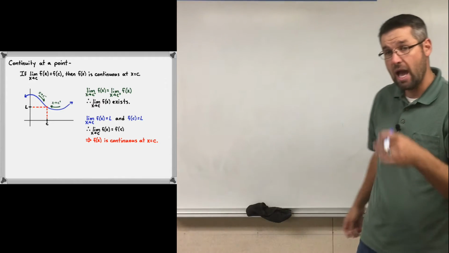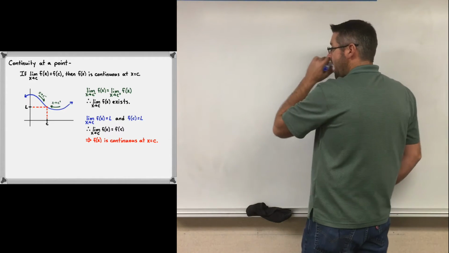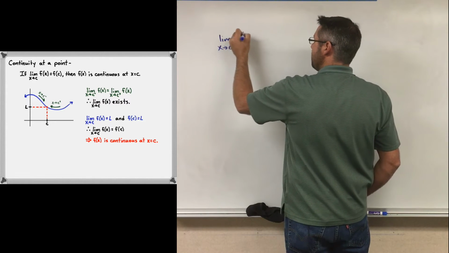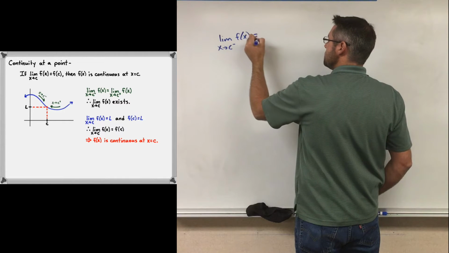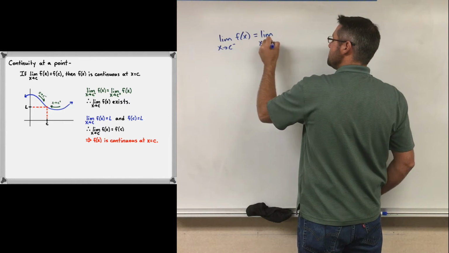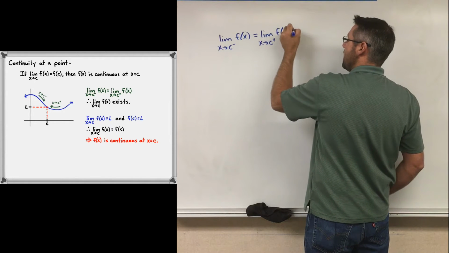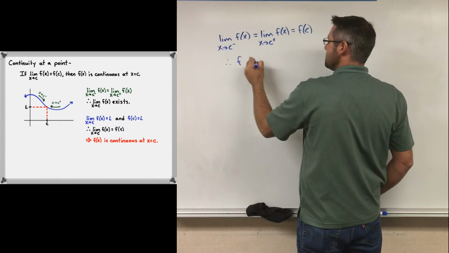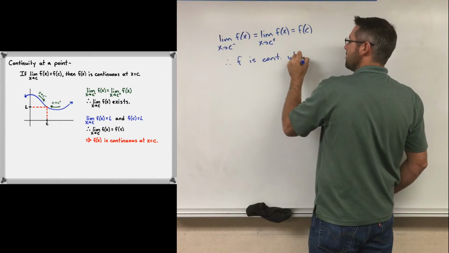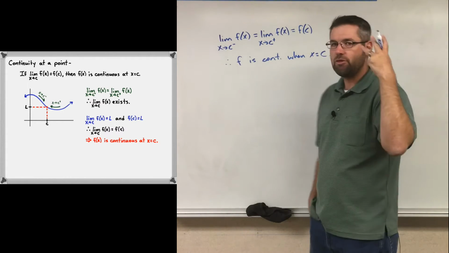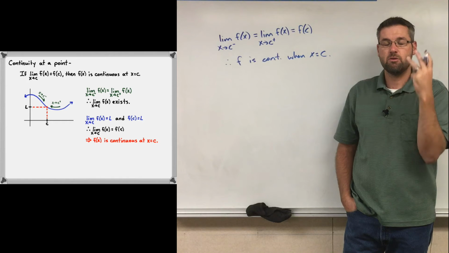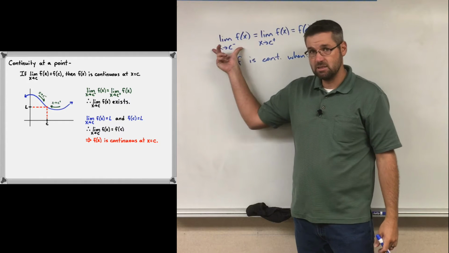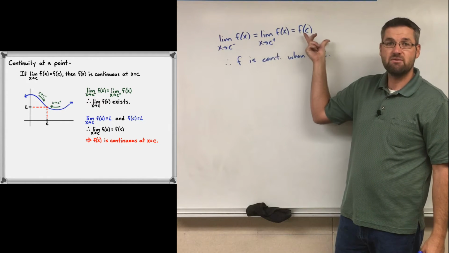Now, here's how I go about it nowadays. I would say this. If the limit as x approaches c from the left of f of x equals the limit as x approaches c from the right of f of x, and that equals f of c, then we would say f is continuous when x equals c. There are three things you need to check for when you're looking for continuity at a point: what the left-hand limit is, what the right-hand limit is, and what the function's value is.